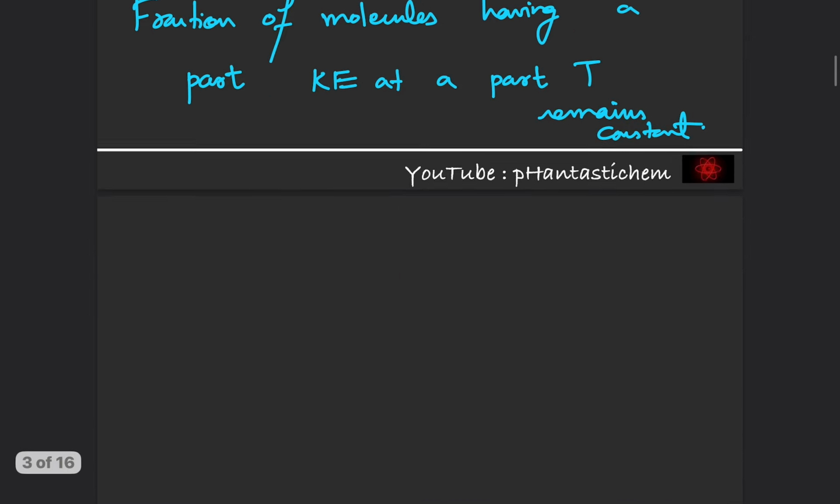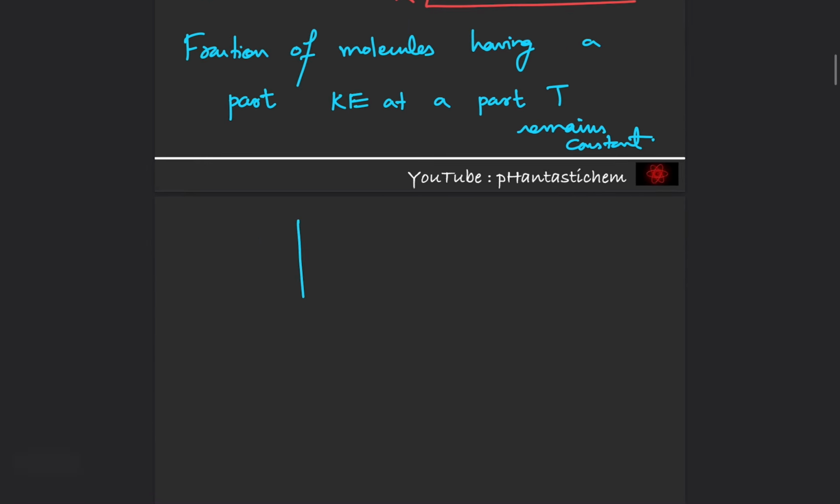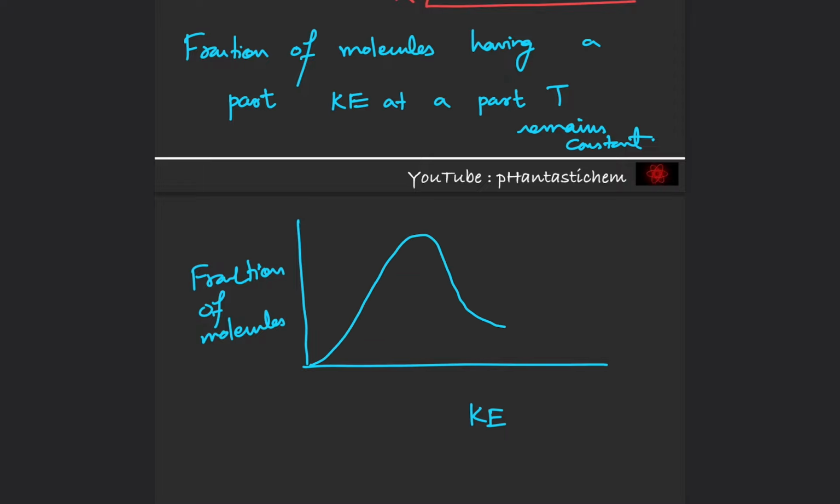Okay, so if we draw a graph between the fraction of molecules versus kinetic energy, we will get a curve like this. So we will get something like this, right? This is, let's say, at a temperature T. So what I'm trying to say is the fraction of molecules having a particular kinetic energy.